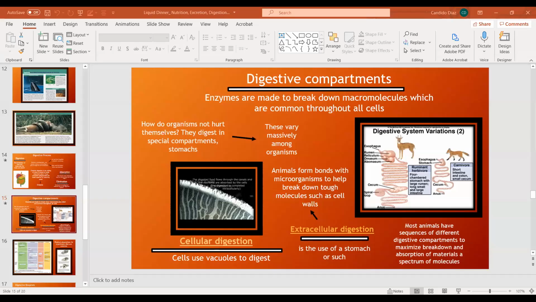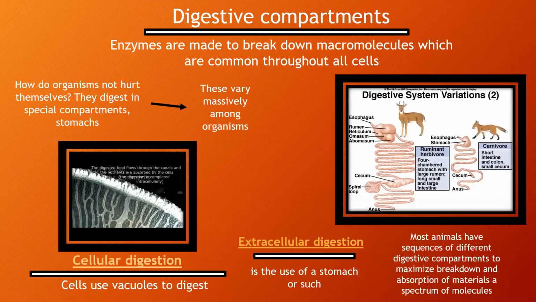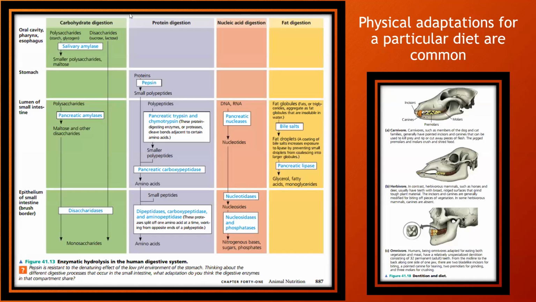Unfortunately, it's a skinny organism. It's thin, so it doesn't have to worry too much about this processing. But for larger organisms such as us, it's going to be much more complicated, right? And so obviously, organisms have physical adaptations which are made for their particular diet.